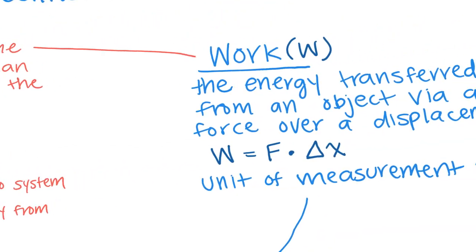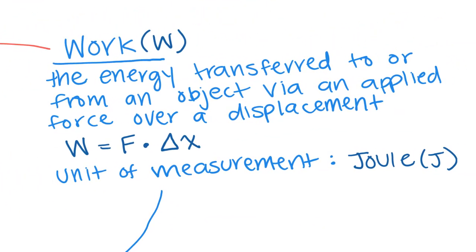So we can also go back and review what we've learned about work as well. And you'll notice that work is defined as the energy transferred to or from an object via an applied force over displacement. So we know that we can already calculate work by multiplying force times displacement. And I'll write that again. That's our force times displacement.